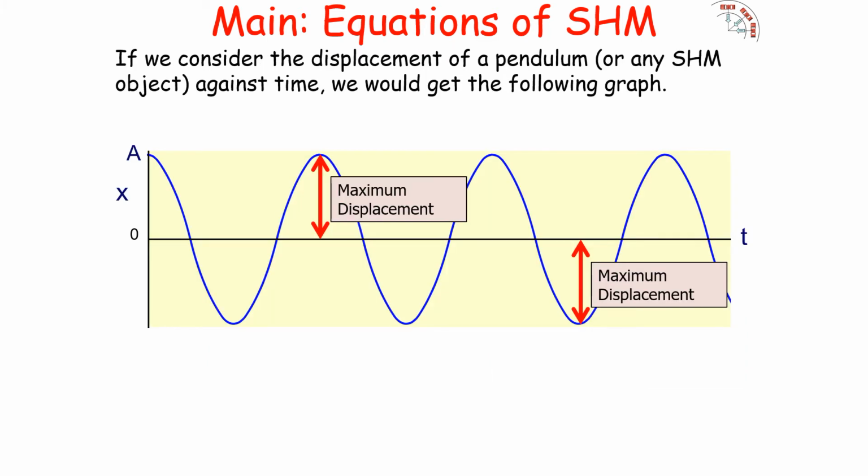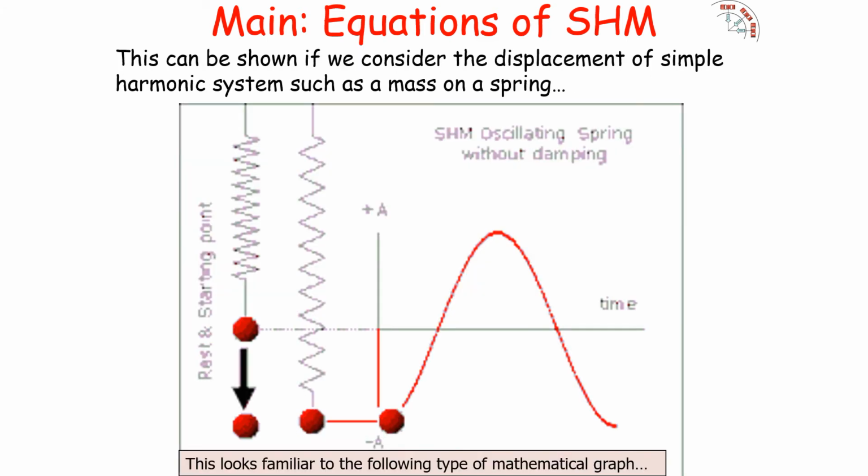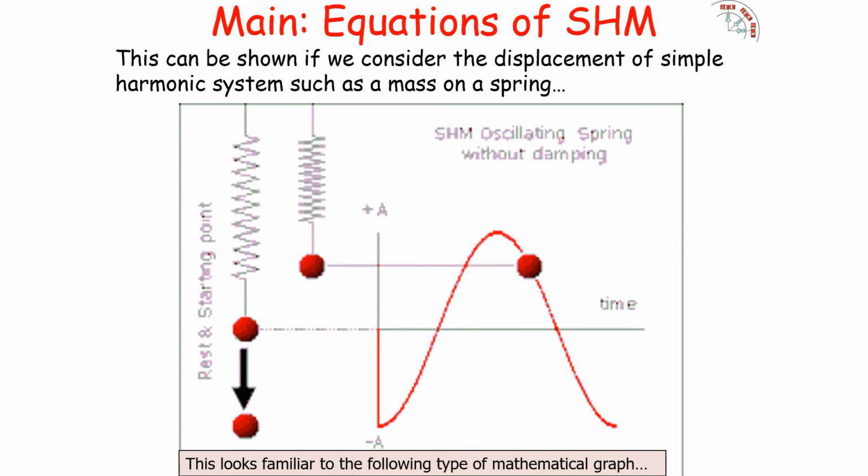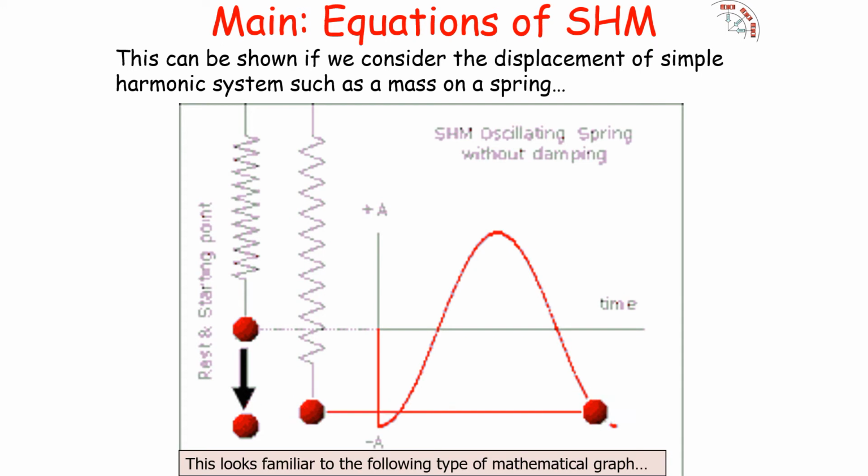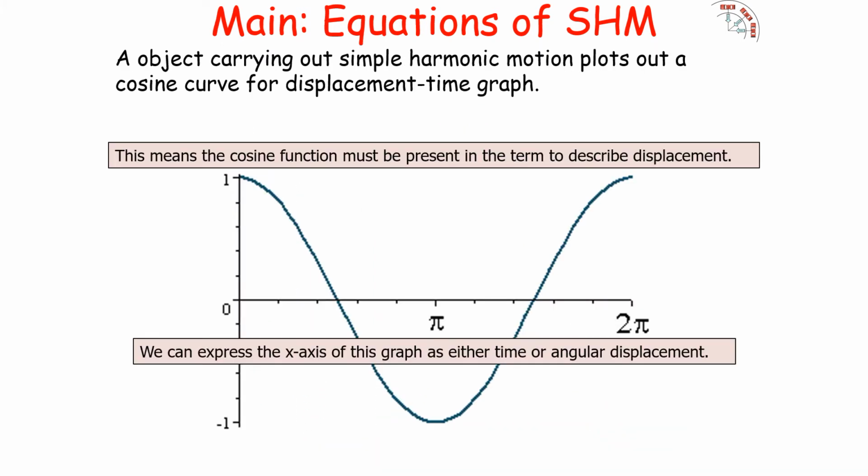If we consider the displacement of a pendulum or any simple harmonic oscillator against time, we will get the following graph, which can be shown in this particular animation of a mass spring system. This looks familiar to a type of mathematical graph. An object carrying out simple harmonic motion plots out a cosine curve for a displacement time graph, indicating the cosine function must be present in the term to describe displacement.